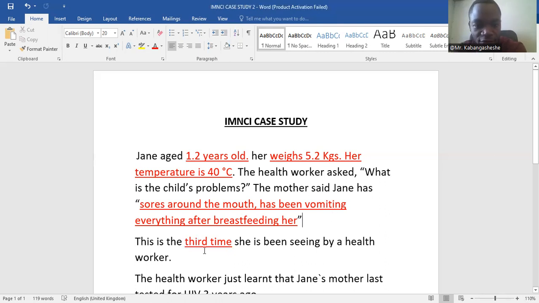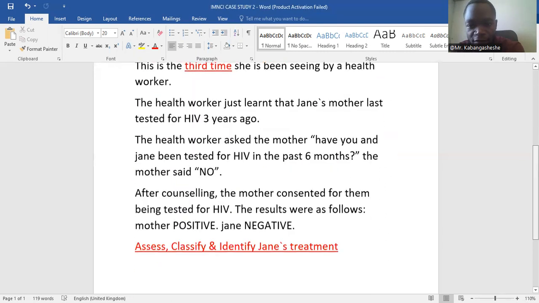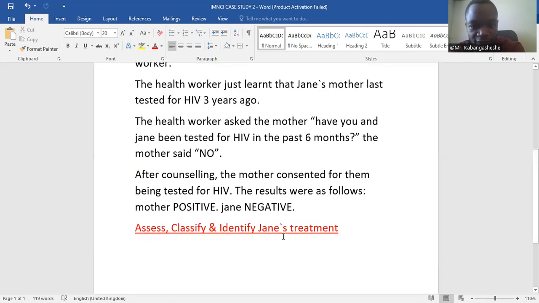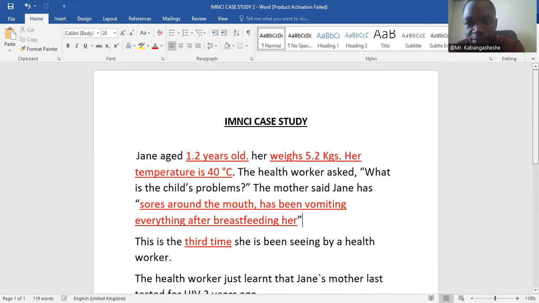Then it goes on further to say this is the 3rd time she has been seen by a health worker. So this is no longer an initial visit. This is a follow-up visit. Then finally, the question is asking us to assess, classify, and identify treatment. Or since it's an exam, they will say and manage. You see, they will change the language now. Assess, classify, and manage. But in IMCI, we call it treatment. Now, when they say manage, remember, you have to write your nursing management after that, of course, with reference to IMCI.